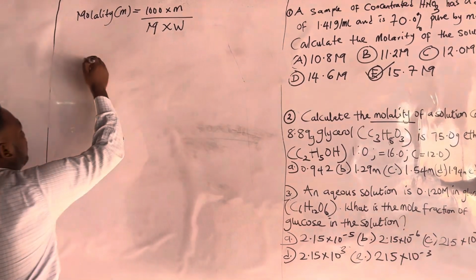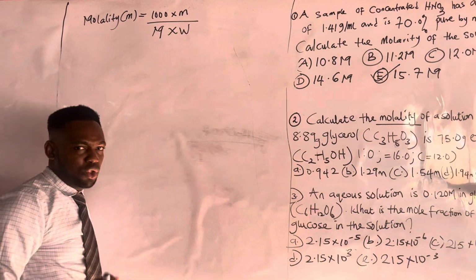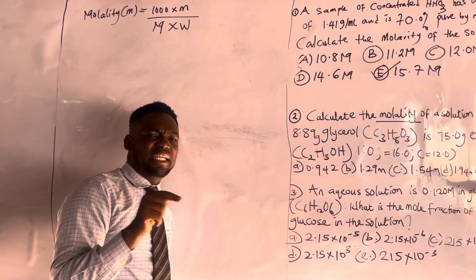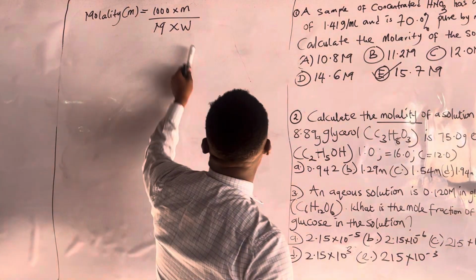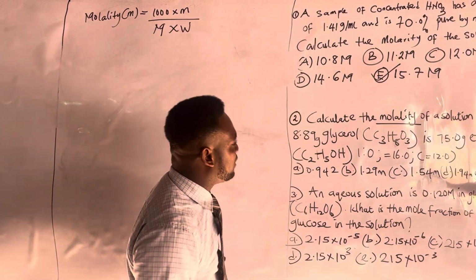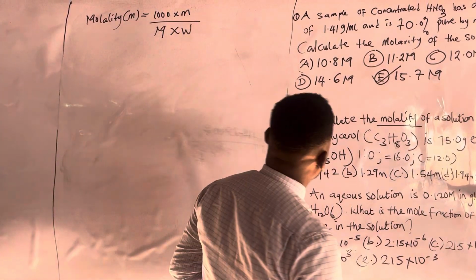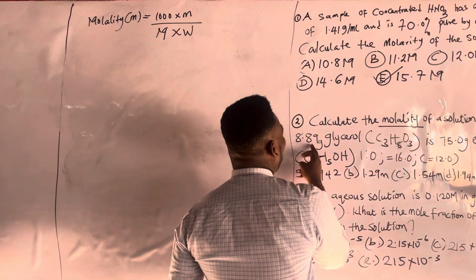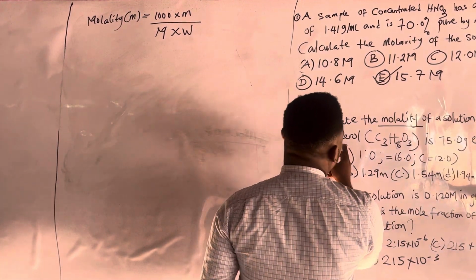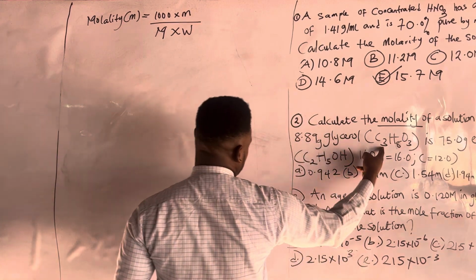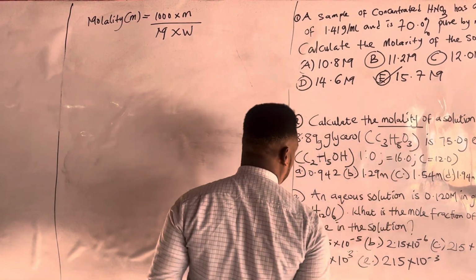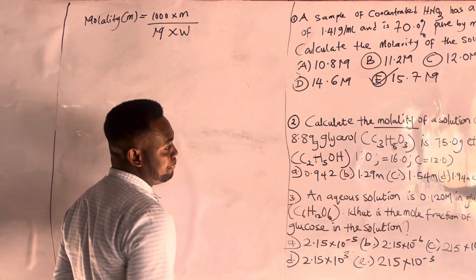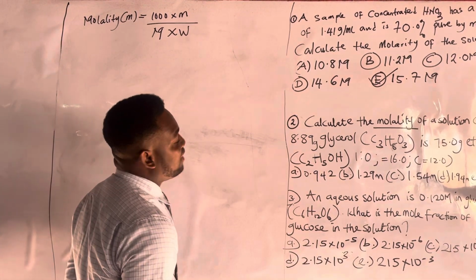And I said in that video that this small m here is the mass of the solute, while this capital letter M here is the mass of the solvent in gram. And W is the molecular weight of the what? Solute. So let's quickly look at the question. Calculate the molality of the solution containing 8.89 gram of glycerol. And glycerol, they said, is C3H8O3. Of course, that's the molecular formula of glycerol.